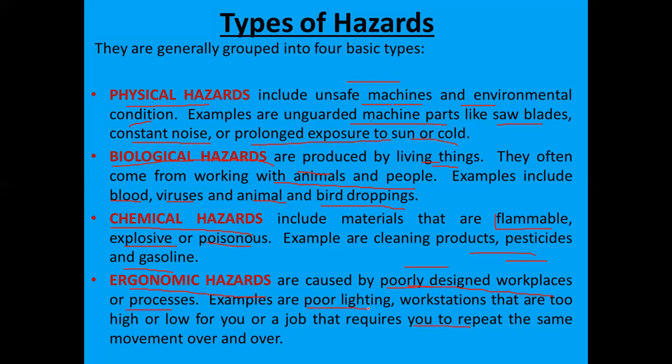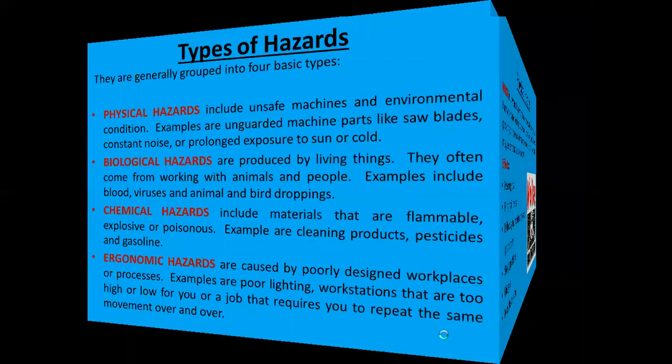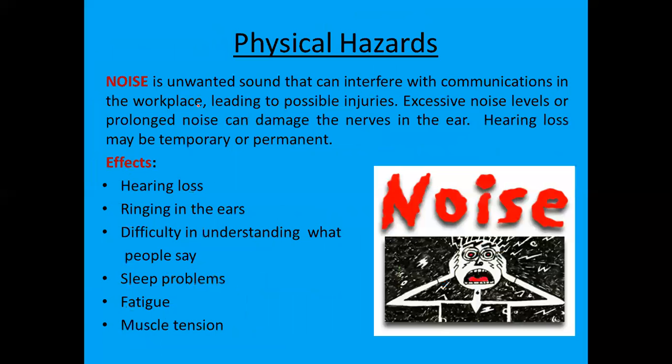If you are not changing accordingly, automatically it will become a poor design which is not adaptable at this generation. Examples are poor lighting, poor workstations where you are working that are too high or low for your job, that requires you to repeat the same movement over and over. These are the ergonomic hazards. All right, next, coming to the physical hazards.